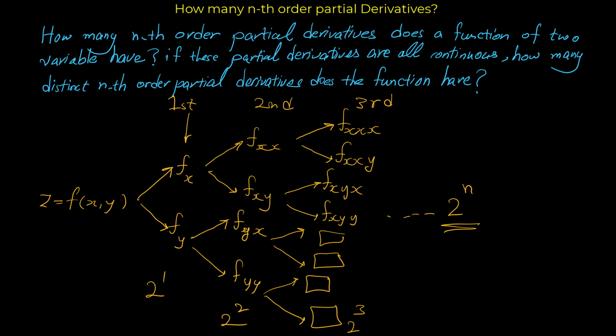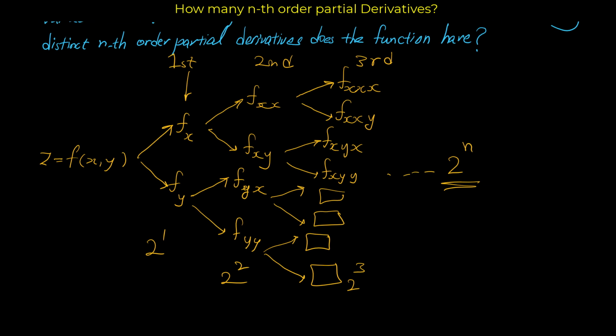Now, suppose the partial derivatives are continuous. How many distinct nth order partial derivatives does the function have? Because we know that when the partial derivatives are continuous, some of them are equal to each other, based on Clairaut's theorem. How many distinct nth order partial derivatives do we have?